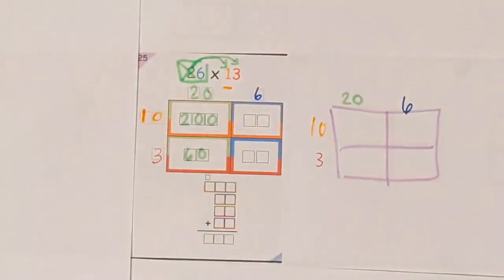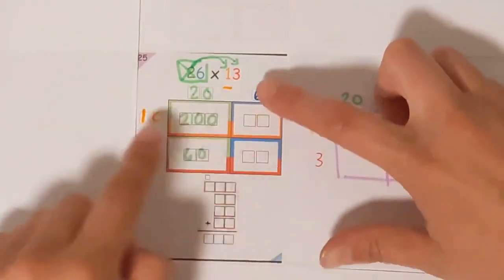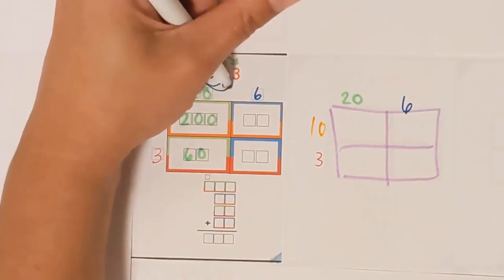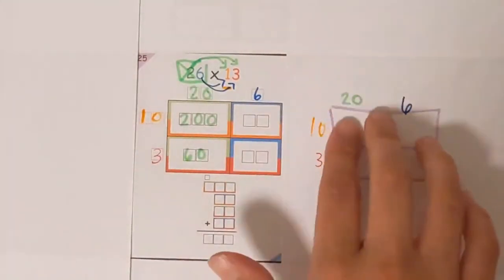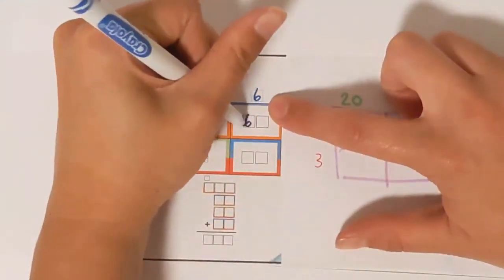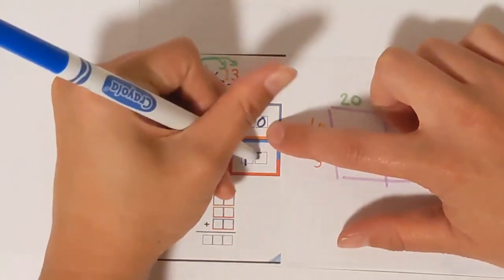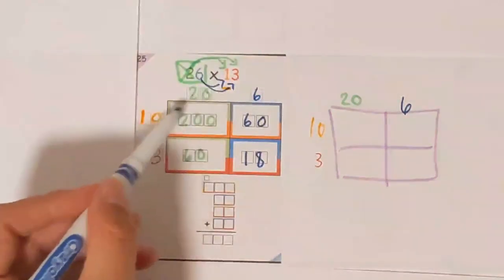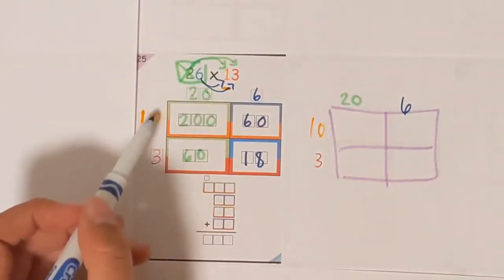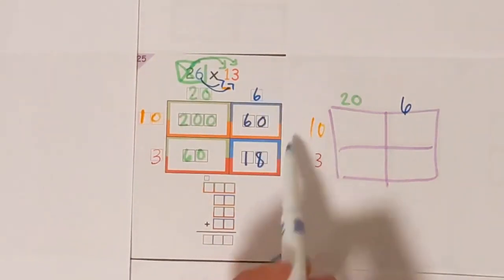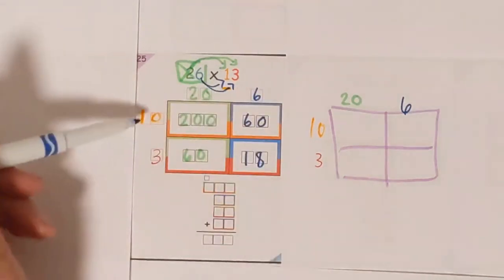And now we're just going to do the 6. So we're going to do 6 times 10 and 6 times 3. Or in other words, take it over here, we're saying we're going to do 6 times 10 and 6 times 3. And that's just what these boxes are for. So 6 times 10 is 60. And 6 times 3 is 18. So now we have done 26 times 13, because we did 20 times 13 over here in the green, 20 times 10 and 20 times 3. And then we did 6 times 13, we did 6 times 10 and 6 times 3. So we've done 26 times 13.